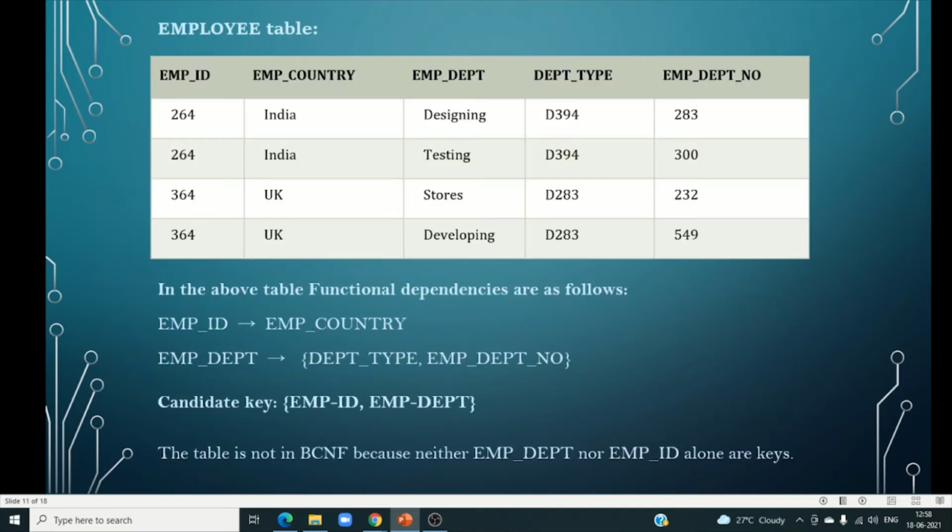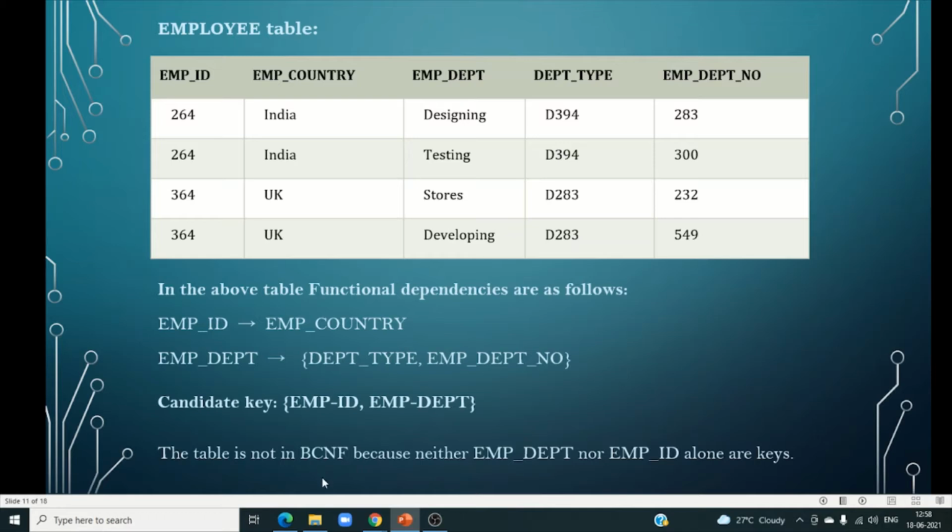For this we are taking another example, the employee table. It consists of employee ID, employee country, which country the employee belongs to, which department the employee belongs to, the department type, and the department number. Here we are specifying the dependencies. If we know the employee ID, we know the country. If we know the employee department, then we know the department name and the department number.